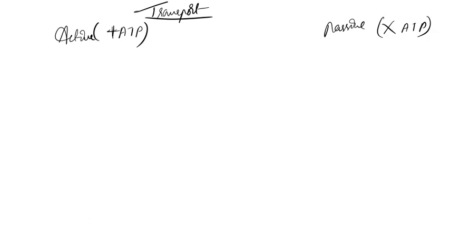Okay, wait, you will get confused. Better to write it like this. Active is something which happens in the presence of ATP. Here in passive you don't need ATP.